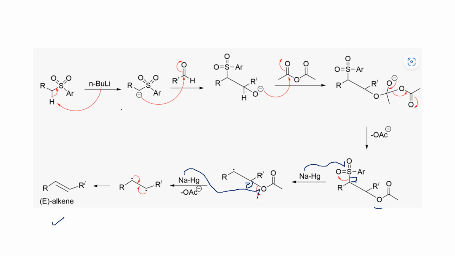Okay, so the last part of the mechanism is quite different, but the beginning is quite the same as that of Peterson. It is just attacking, then it gets acetylated. Instead of elimination, the sulfur is eliminated separately, forming a radical here. This OAc gets eliminated by forming a radical here. Then those two radicals undergo a coupling, giving us this E double bond.